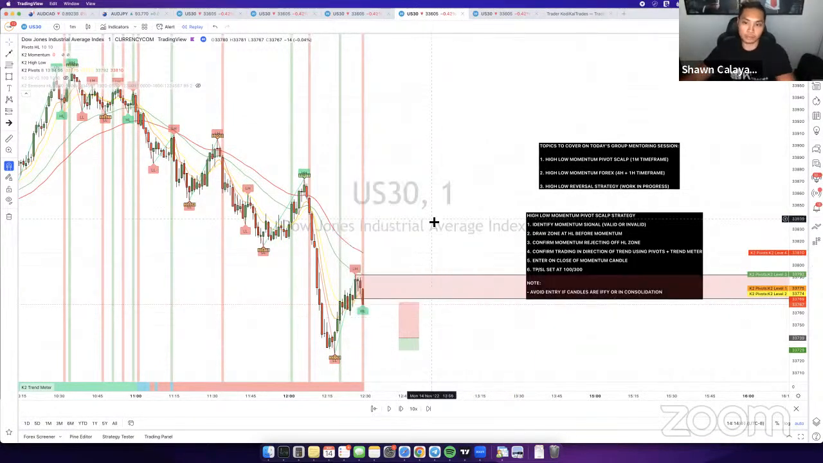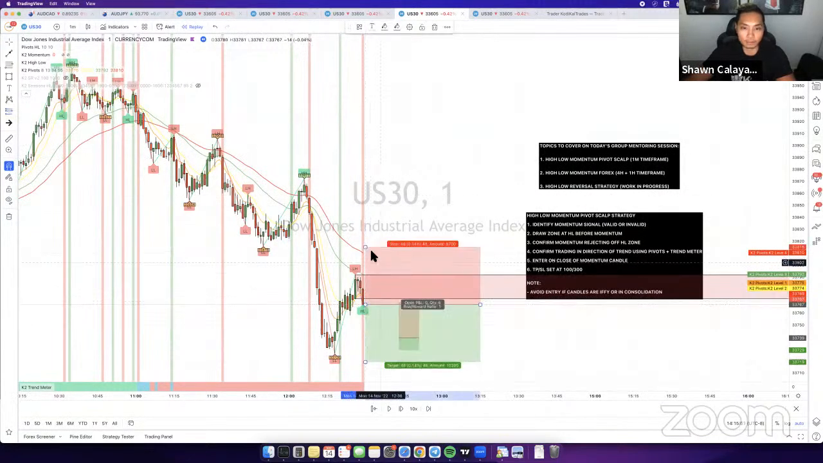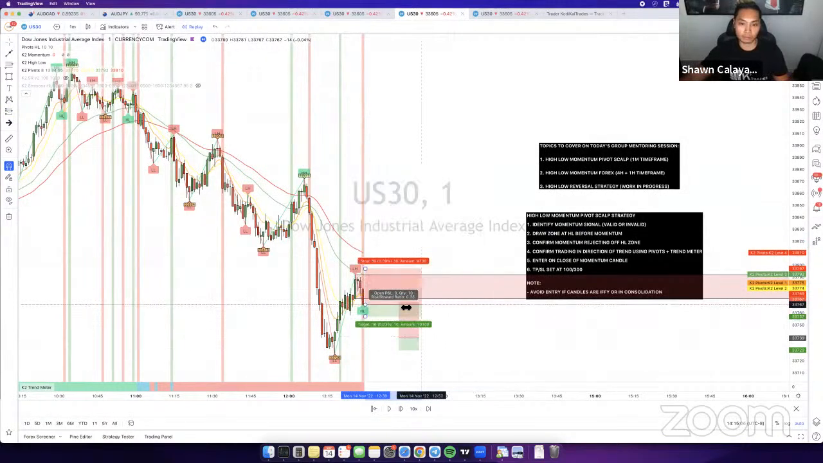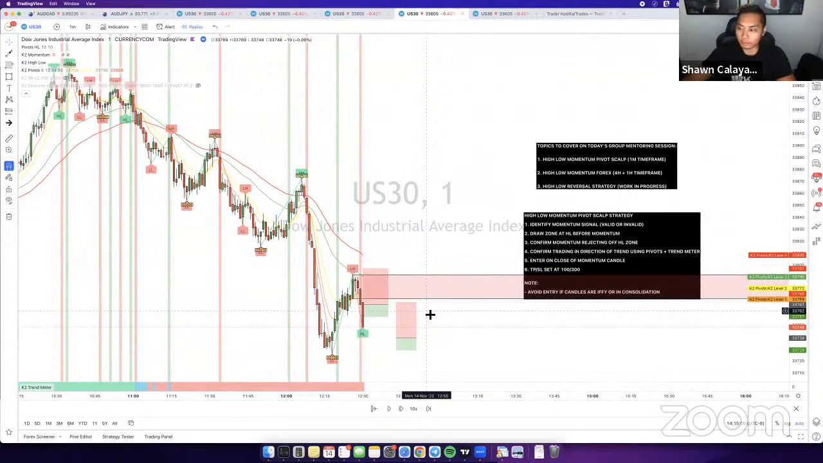All right, so going over the requirements again: identify momentum, sell momentum right there. Draw a zone, zone's right there. Confirm momentum is rejecting off the zone, it's rejecting off right there. Fourth, confirm trading the direction of trend. Right here, we have a very strong downtrend. Enter on the close of the momentum candle. Same situation again here. Enter the short position. TP is 100. Stop loss is 300. You let the trade run. And there you go. Full TP on the next candle.